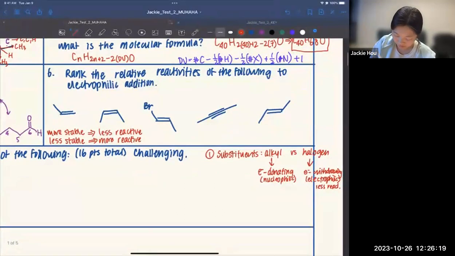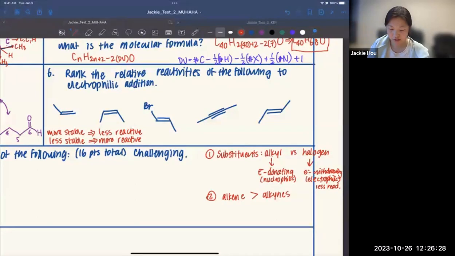Okay. The second thing we need to consider is alkenes are actually going to be more reactive than alkynes. So remember, alkynes have shorter bonds, they have more s character, so they're more stable, versus alkenes are a little bit bigger, longer bonds, right? So they're going to be more reactive in that way.